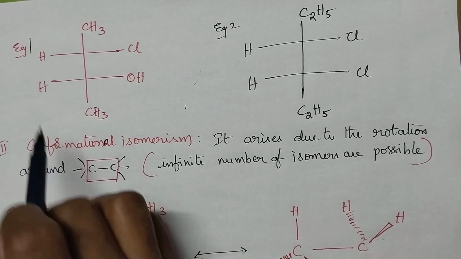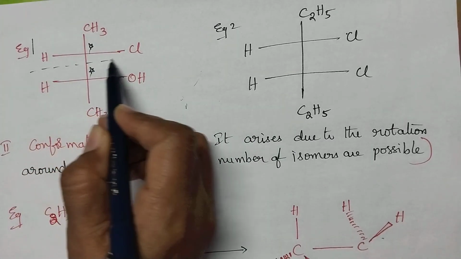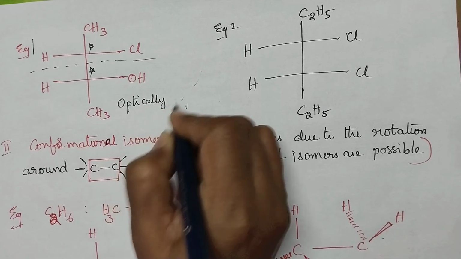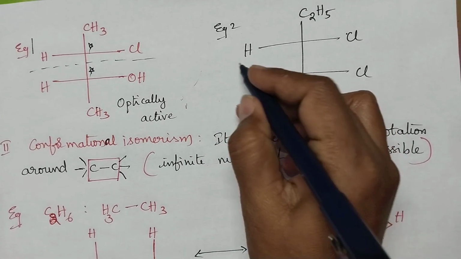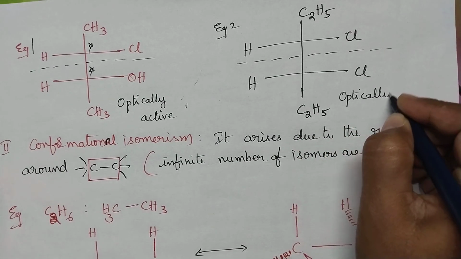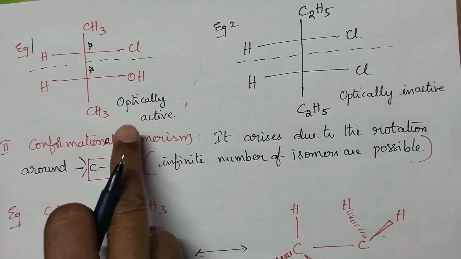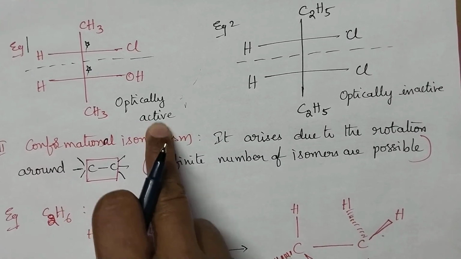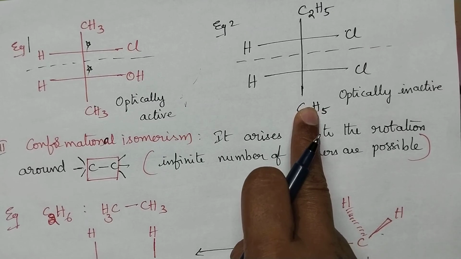In the first example, two chiral centers are present and this compound will not exhibit any plane of symmetry, hence it is optically active. Now carefully observe the second example: it exhibits a plane of symmetry and hence is optically inactive. So if the compound contains two chiral centers, we examine the plane of symmetry. If it is devoid of a plane of symmetry, the compound is optically active; if it contains a plane of symmetry, the compound is optically inactive. That is all about optical isomerism.